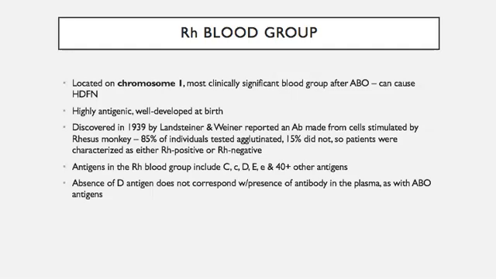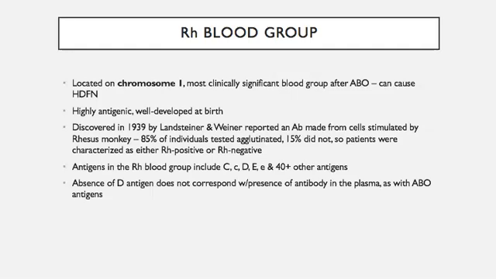So antigens in the Rh blood group system, the ones that we're going to talk about the most, are big C, little c, D, big E, little e, and then there are 40 other antigens that we will not get into. So again, Rh blood group system is a pretty large blood group system.